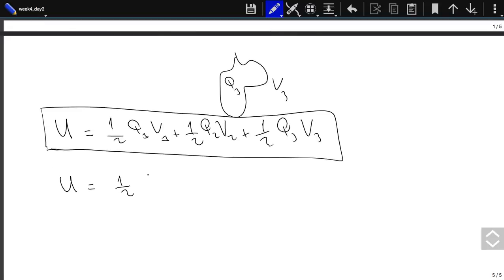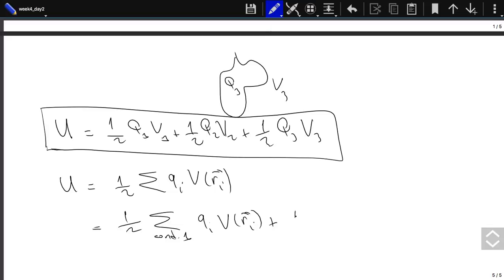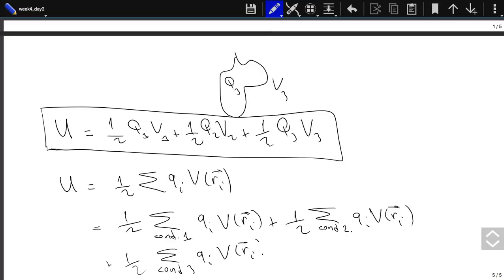So U is equal to 1 over 2 sum of Qi V(ri). Now this sum runs over all the charges in the three conductors. Now I can divide this sum into three different sums. This is equal to 1 over 2 sum over conductor 1 of Qi, the potential at the point ri, plus 1 over 2 sum over all the charges on conductor 2, Qi V(ri), plus 1 over 2 sum over all the charges on conductor 3, Qi V(ri). So here I have many terms, and I just divide those terms into three parts. One is a sum over all the charges in conductor 1, the other is a sum over all the charges on conductor 2, and the third is a sum over all the charges on conductor 3.